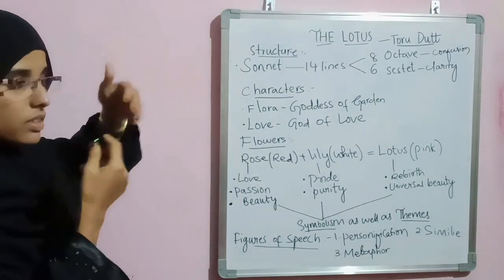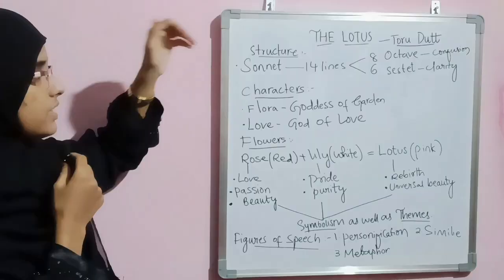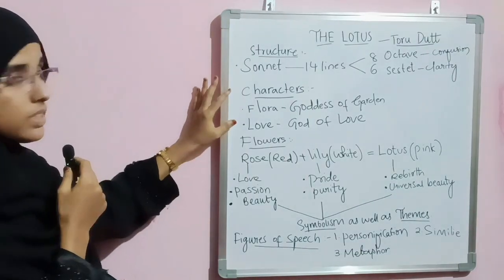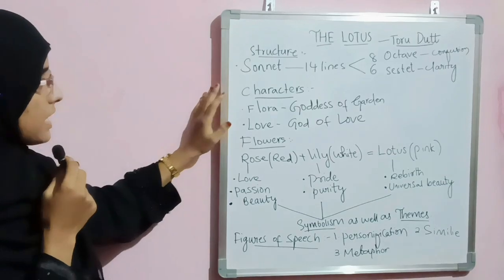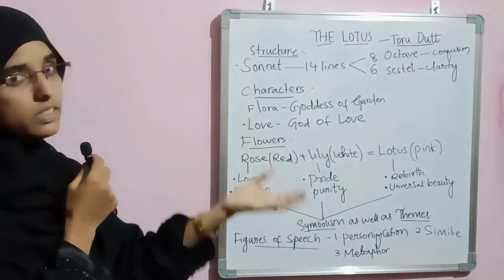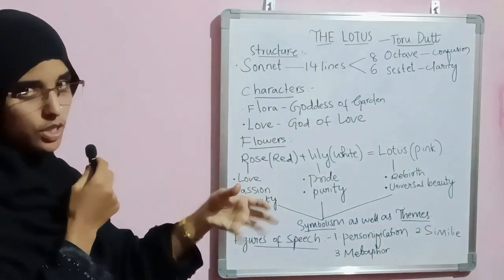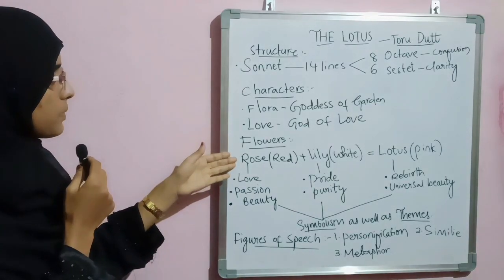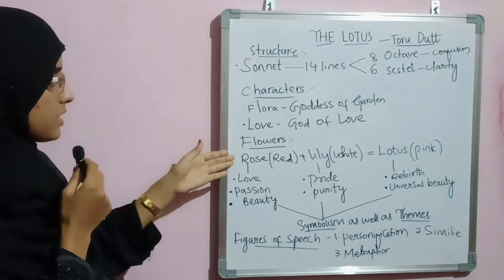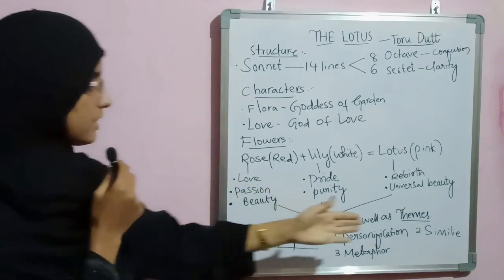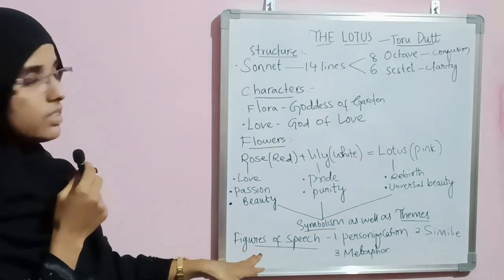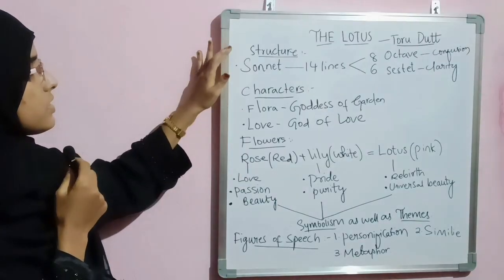Let's start the poem with the structure. Before we get into the detailed explanation, first we will learn about the structure of the poem, then what are the characters present in the poem, what each character resembles, and what is the conversation during the poem. Next, the symbolisms used in the poem. Next, themes, and last we conclude with figures of speech. So let's get started with the structure.